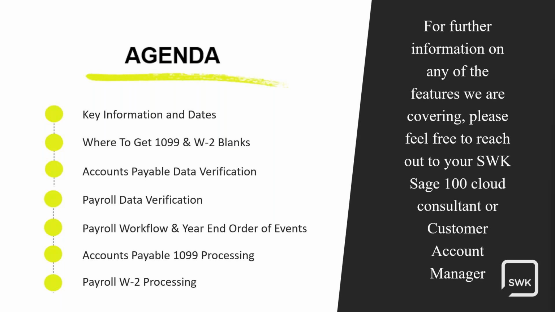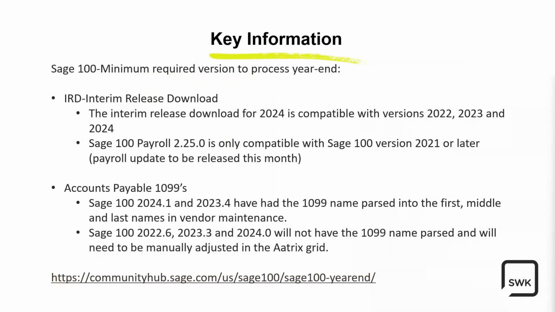All right, so here's some key information for this year for Sage 100 and doing your W-2s and 1099s. The IRD, the interim release download, I know that our help desk will be reaching out to clients to talk about getting that IRD installed as soon as it's released from Sage, which should be pretty soon. And the interim release download for 2024 is compatible with versions 2022, 2023, and 2024. Sage 100 Payroll, there's going to be a new version of Sage 100 Payroll 2.25.0, and it's only going to be compatible with Sage 100 version 2021 or later, and that payroll update is to be released this month.